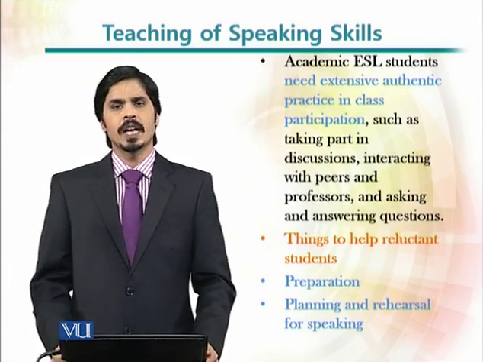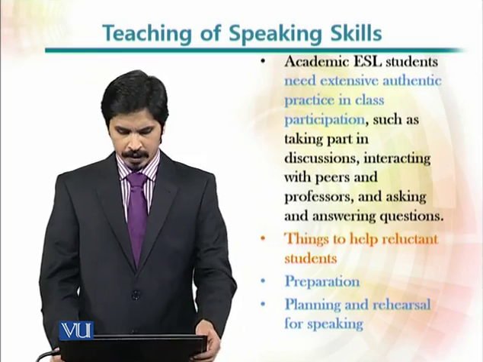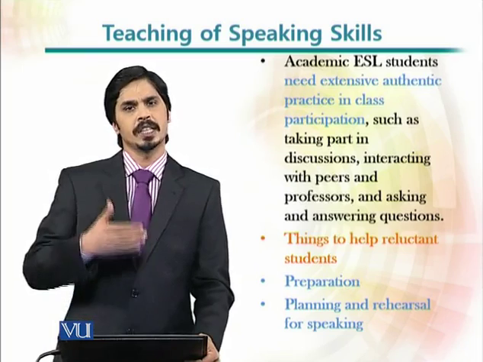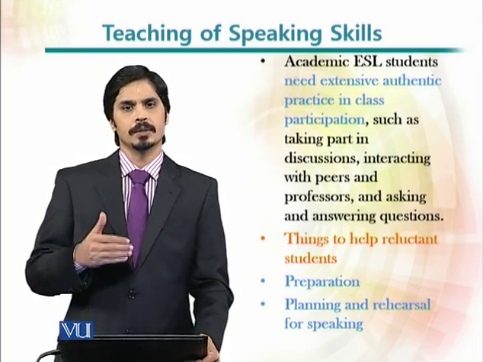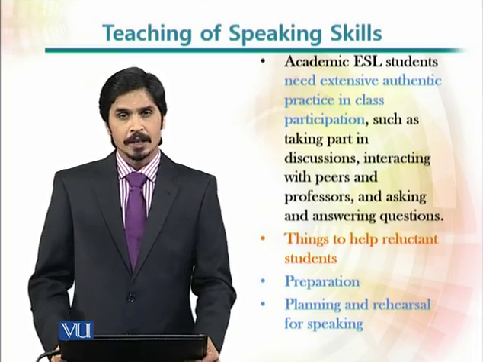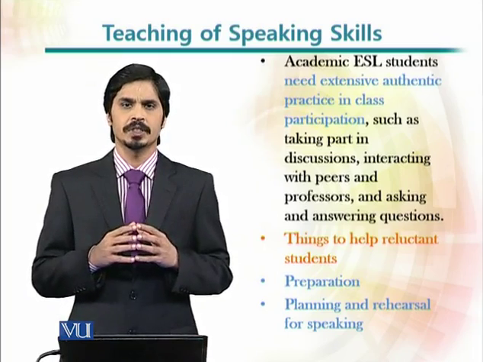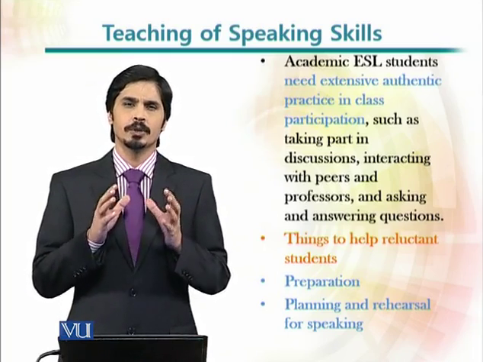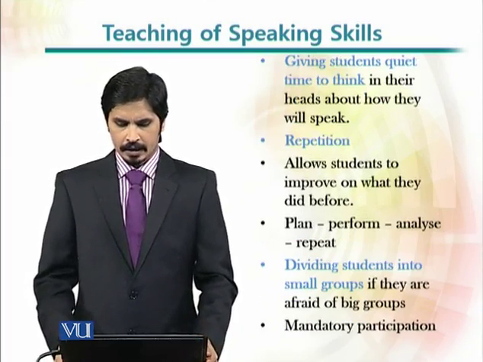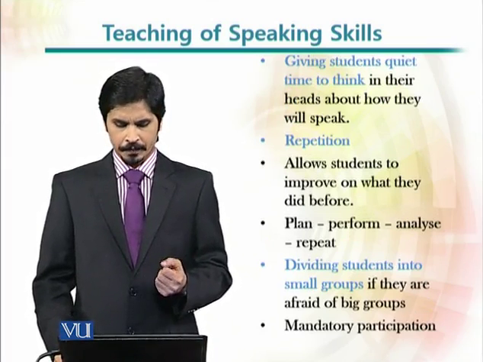There are a few things which could help reluctant learners to participate in speaking skills. For example, they could be trained to prepare for their participation in the classroom. They can be given extra time before their turn to speak in the classroom. They should be asked to plan and rehearse their speaking. Instead of asking them to come to the stage and speak straight away, they could be given time to rehearse it before they speak, and some quiet time to think over what they want to speak.